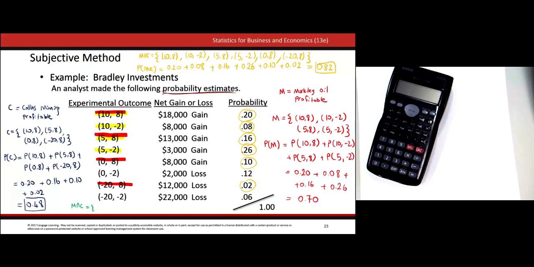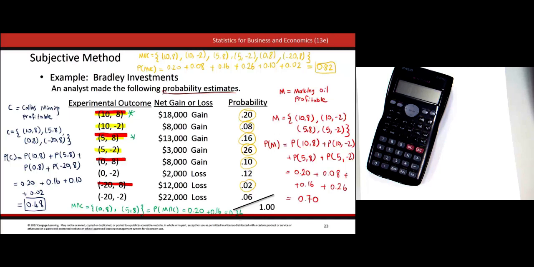Which ones are in M intersect C? Those that are both profitable. 10, 8, both profitable, both Markley and Collins profitable. 5, 8, both. No, Collins not profitable, Markley not profitable. So only these two. So the probability of M intersect C is 0.2 plus 0.16, which is 0.36.